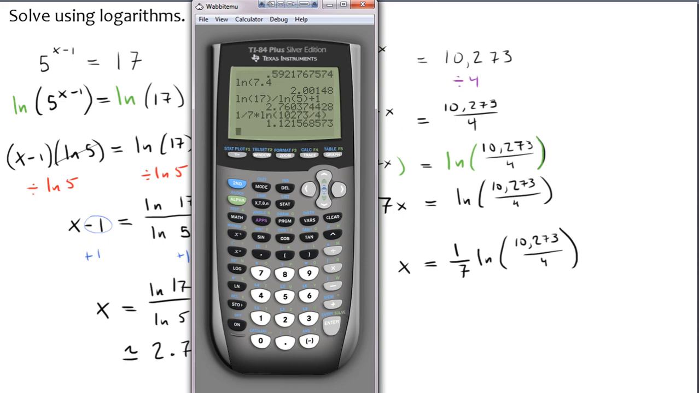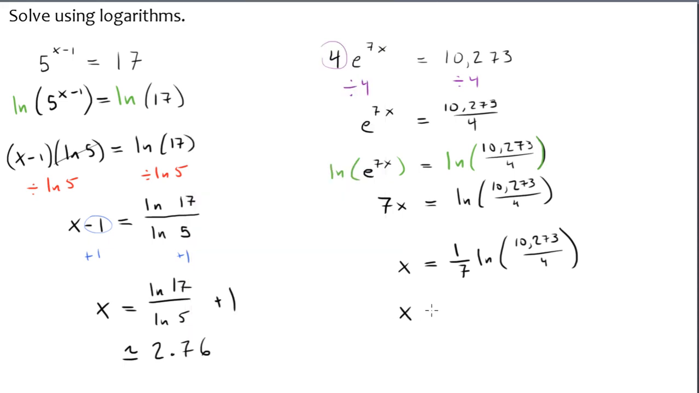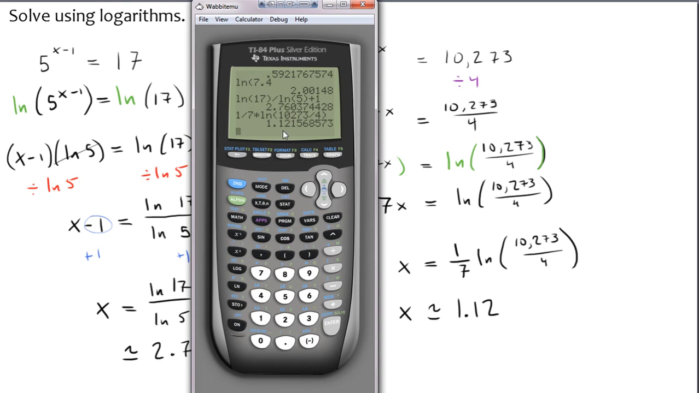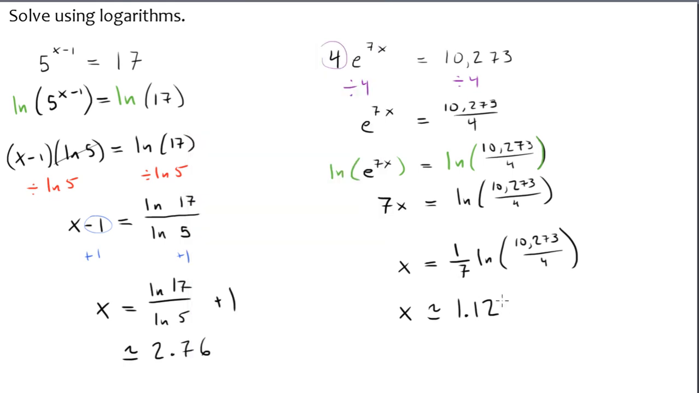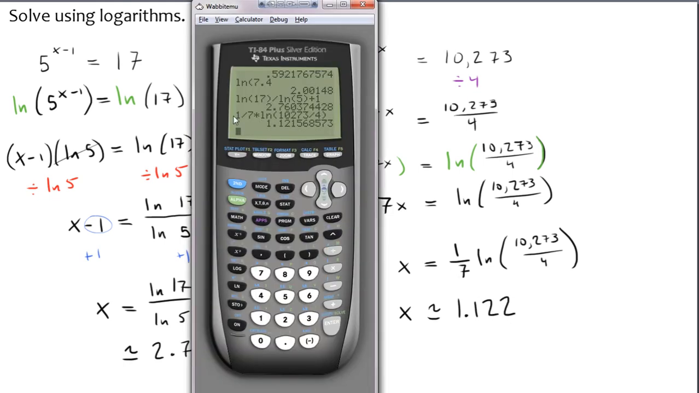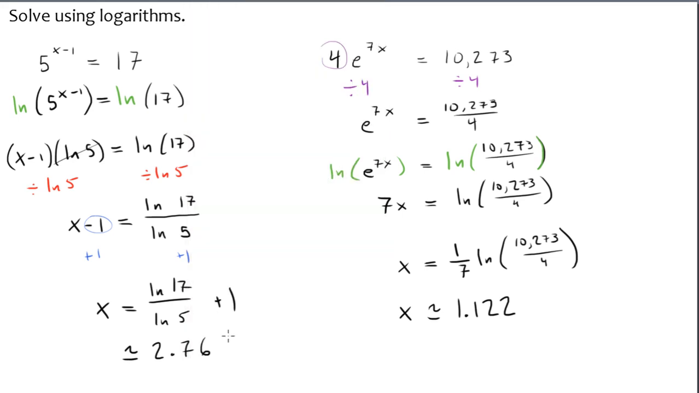1.12. Yep. Again, I'm just keeping 3 digits. Well, you know what? Let's go to 4 digits. 1.122. And 4 digits on our next one would be 2.760. 4 digits is pretty good. 3 is pretty good. That's pretty standard if you don't have some precision that was given to you.